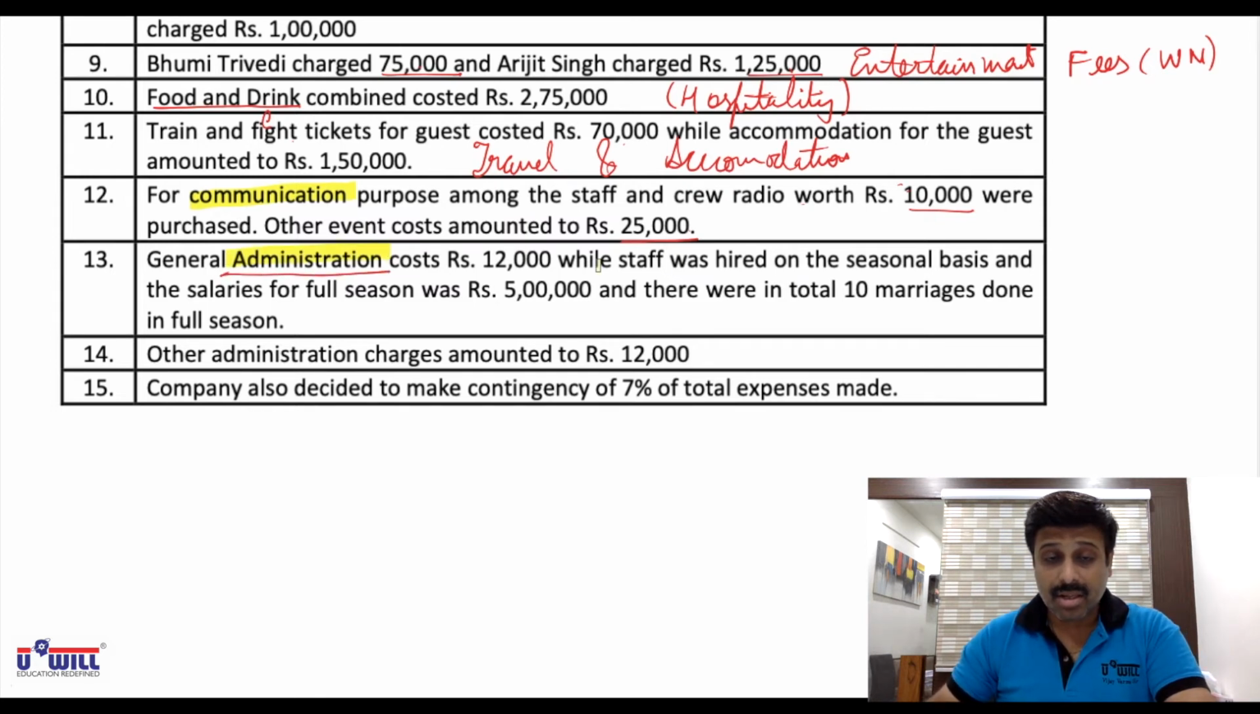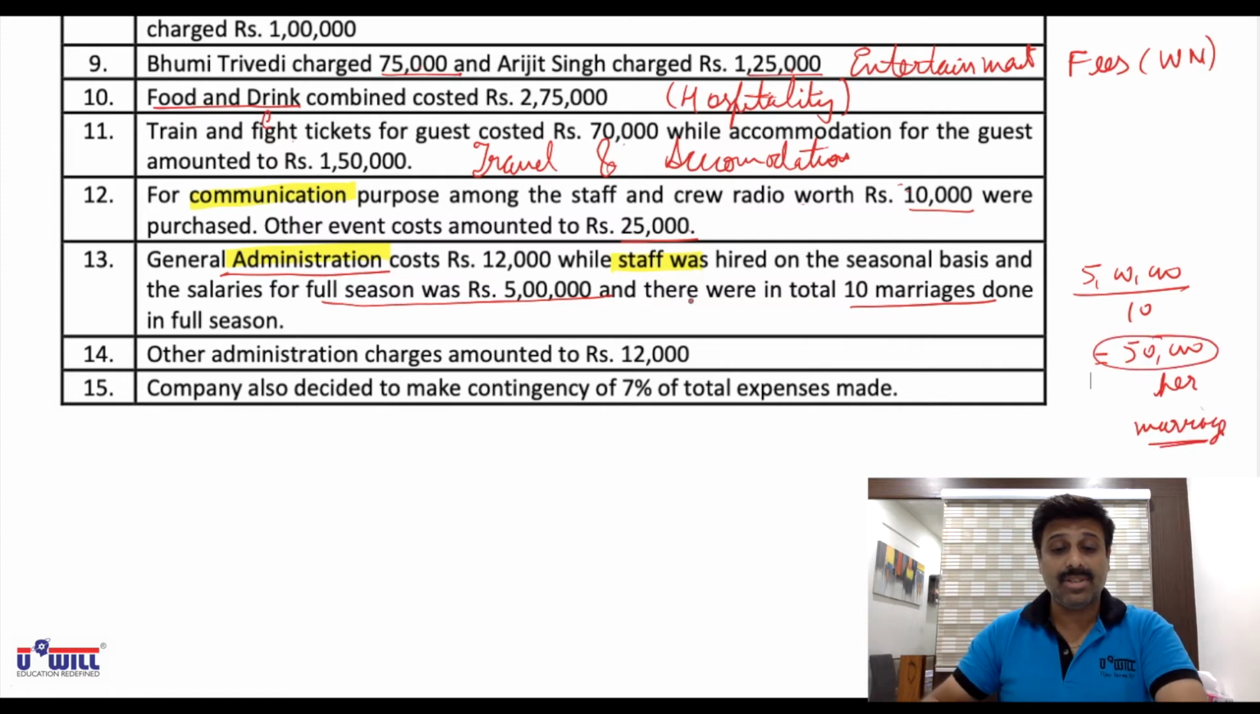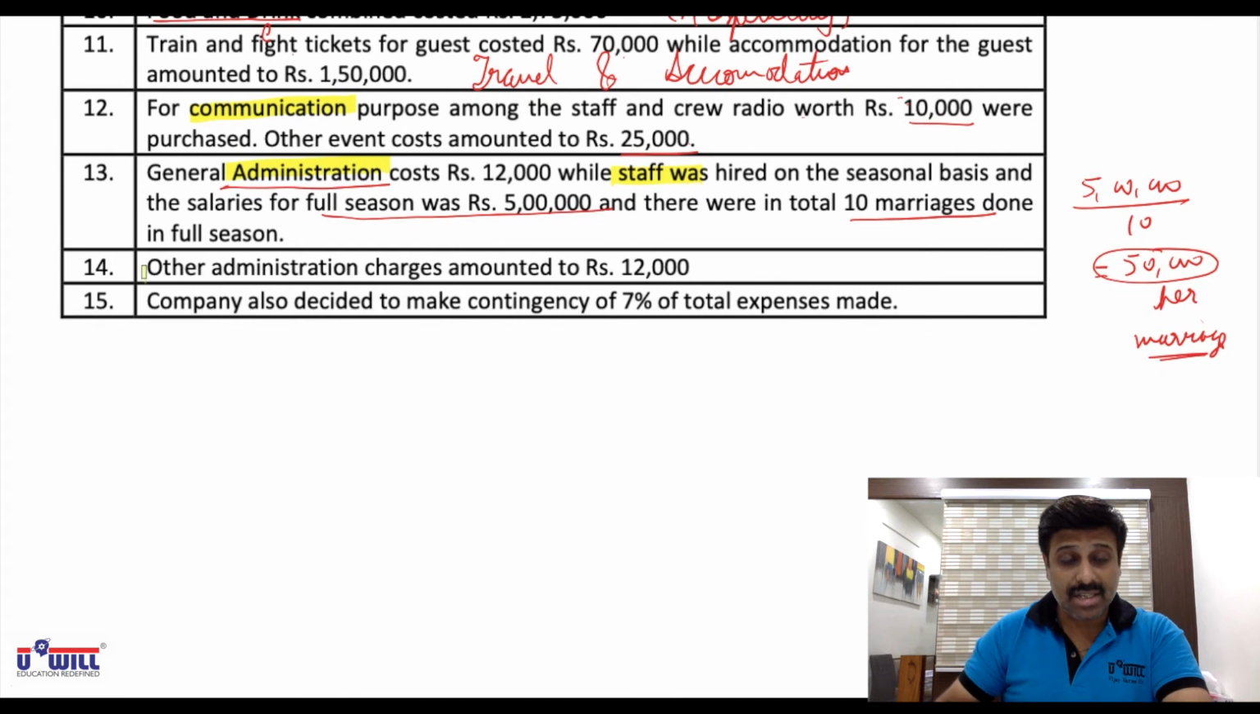Within administration, cost rupees 12,000, while staff was hired on a seasonal basis. This is staff salaries, but they say for the full season 5 lakhs was paid and a total of 10 marriages were done. Just like the insurance premium, 5 lakhs divided by 10, per marriage the cost will be only 50,000. So in this administration cost, the staff salaries you'll take only 50,000. Then other administration charges, the last item in administration.